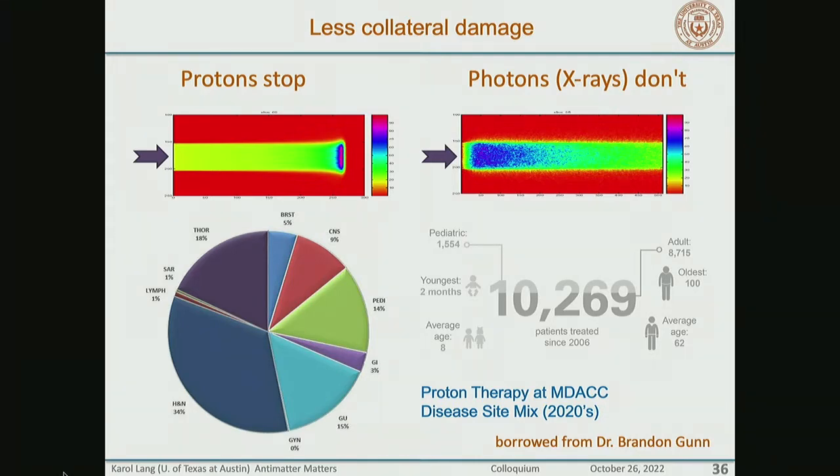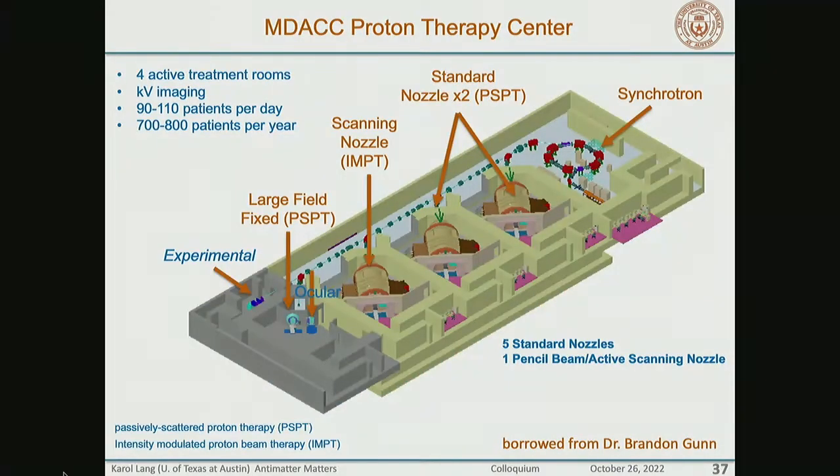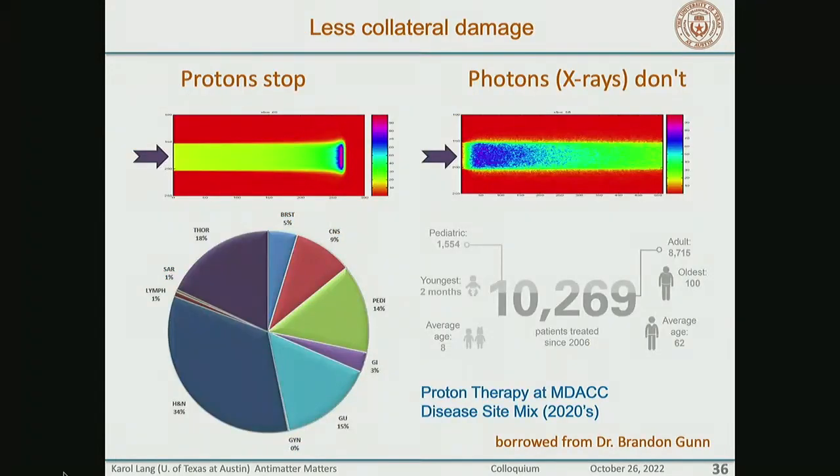This slide is borrowed from Dr. Gunn at MD Anderson, who showed that since the inception of this proton center in Houston, more than 10,000 patients were treated, with all kinds of cancer types. Just to be fair to the photons, the way they do it actually involves like 200 independent beams. So hang on, give me a second. I'm still in my introduction, okay?